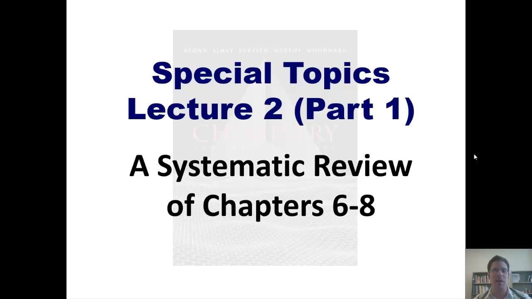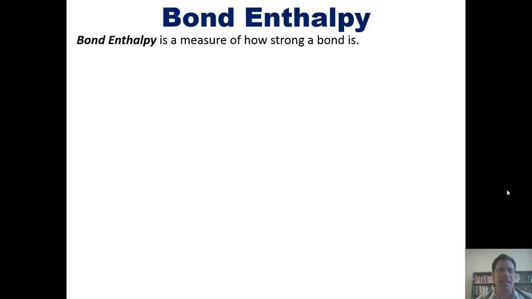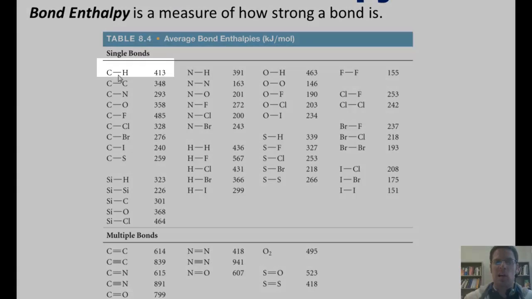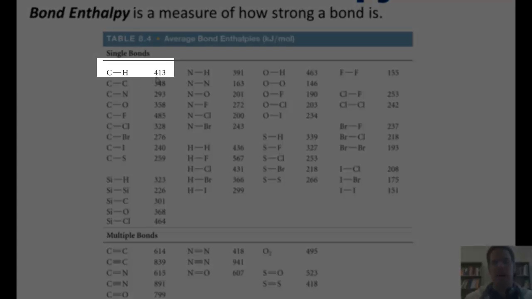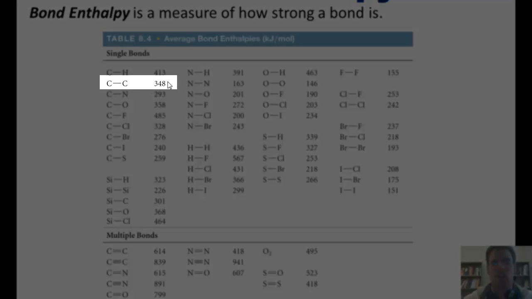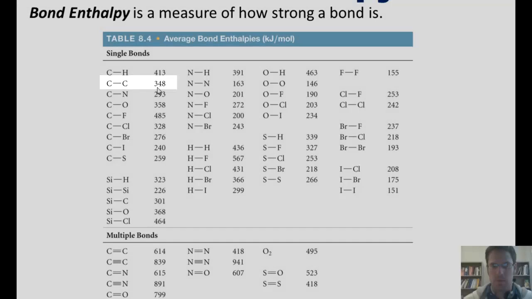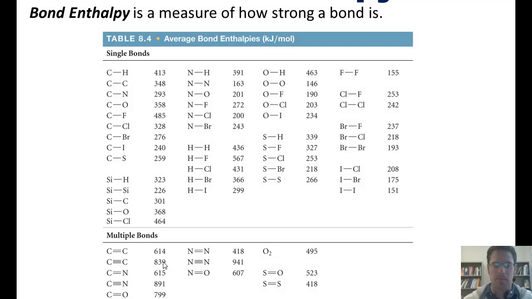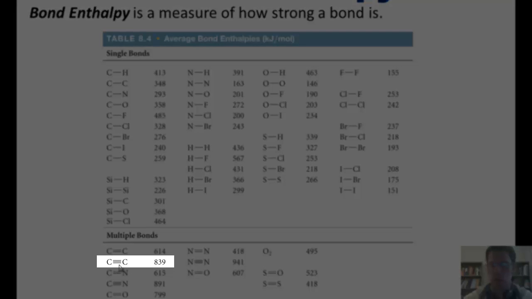Alright, so let's go ahead and begin. So bond enthalpy is a measure of how strong a bond is. We can see that illustrated in this table. For example, a carbon-hydrogen bond, when it is combusted, gives off 413 kilojoules per mole per carbon-hydrogen bond. Similarly, a carbon-carbon single bond is worth 348 kilojoules per mole, while a carbon-carbon double bond is worth 614. Not surprisingly, a carbon-carbon triple bond goes up to 839.